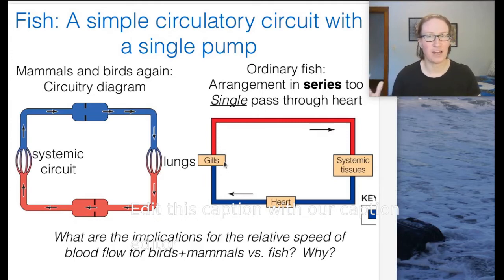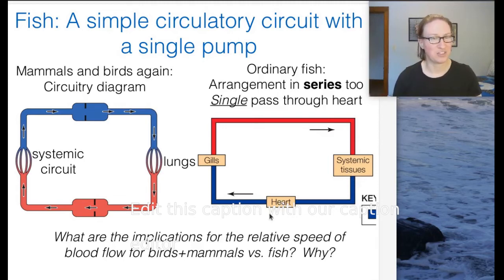Right, so if we have a lot of branching out at the gills, total cross-sectional area is going to go up. That's going to translate into a loss of speed and a loss of pressure across the system. So in fish, blood's going to go through the gills, lose speed, lose pressure, then go through systemic tissues where there's going to be a second branching and then rejoining event before coming back to the heart.